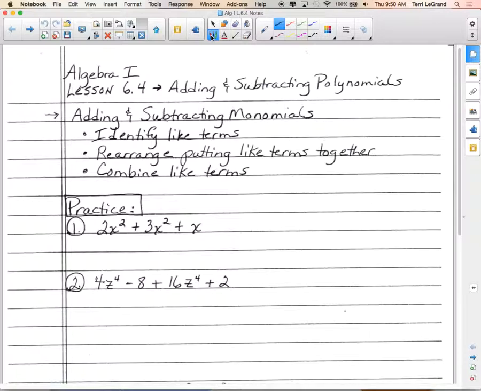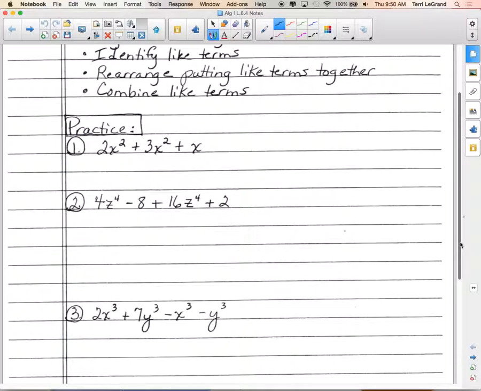When we are adding and subtracting monomials, we're going to follow these steps. We're going to identify the like terms. We're going to rearrange, putting the like terms beside each other in the polynomial, and then we will combine like terms so that we have a simplified polynomial. That's what adding and subtracting monomials does, it simplifies the polynomial. You practice that today to be able to name polynomials.